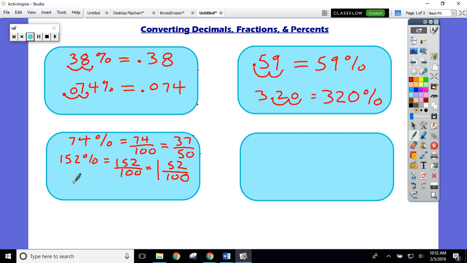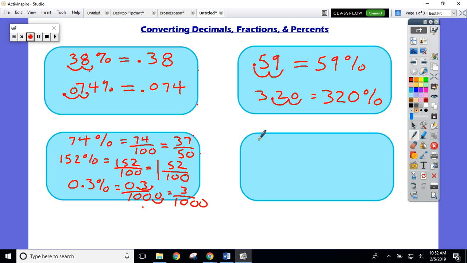Sometimes you get something like 0.3%. This is interesting because there's a decimal in the percent. That equals 0.3 over 100. Now we can't have a decimal on top of a fraction, so we have to make one jump in this case to get the decimal point to the end of the number. If we make one jump on the top, we make one jump on the bottom. Empty spaces get zeros, so we end up with 3 over 1,000.